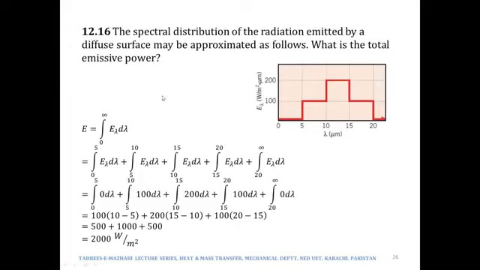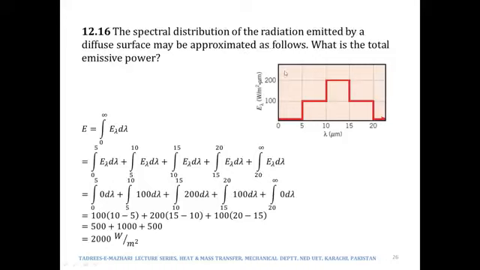So let's take one more problem from chapter number 12. It says that the spectral distribution of the radiation, meaning the distribution of the radiation with respect to the wavelength. What we can see on the x-axis is lambda, and on the y-axis is E lambda, meaning spectral emissive power, again having the same units of watts per square meter per micrometer. The spectral emissive power of the radiation emitted by a diffuse surface may be approximated as follows.